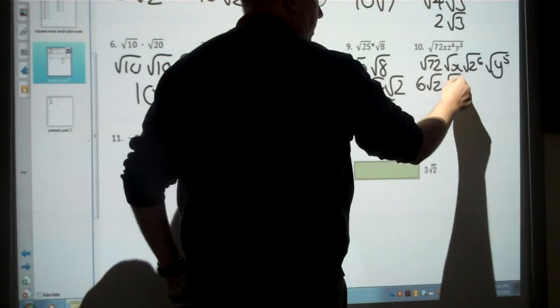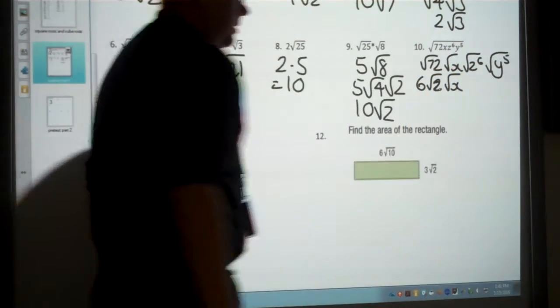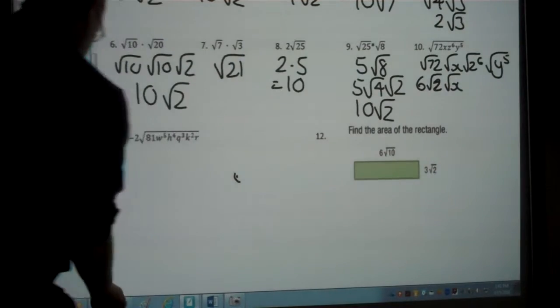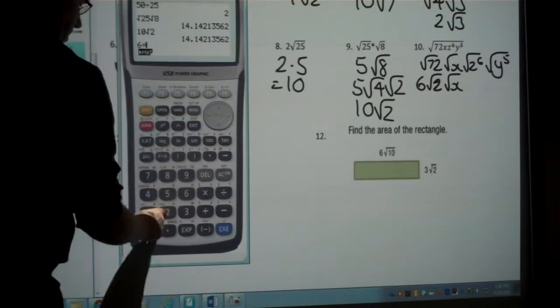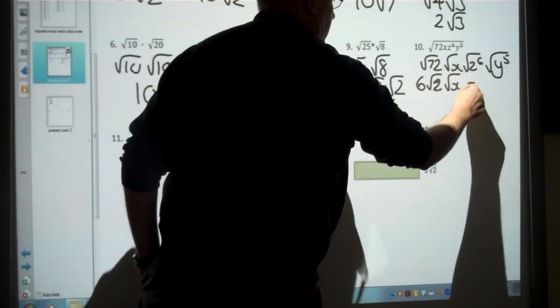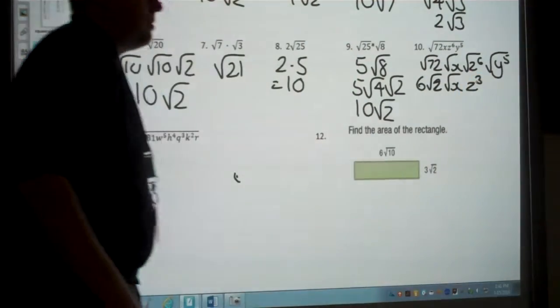Square root of x, there's not a lot I can do with that, so I'm just going to put square root of x. Z to the 6, with that being an even number, I can just half this number. So I'm going to check on my calculator. 6 divided by 2 is 3. So the square root of z to the 6 is just z to the 3.